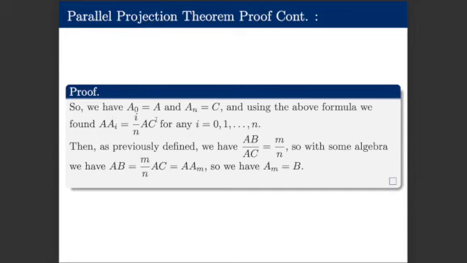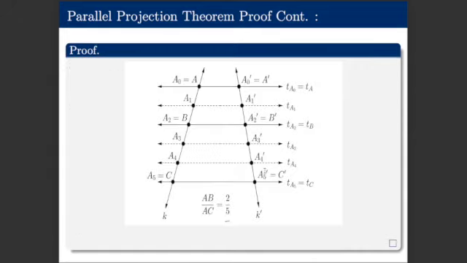So, building off of that last slide, we previously defined our AB over AC to be m over n. So with some algebra, we can move this around. We multiply the AC to both sides, and now we have AB is equal to m over n AC. And then plugging this into this formula right above here, we see that this m is just replacing where the i is, and so we get m over n AC is equal to the distance from A to Am, which is equal to AB. So we have AM is equal to AB.